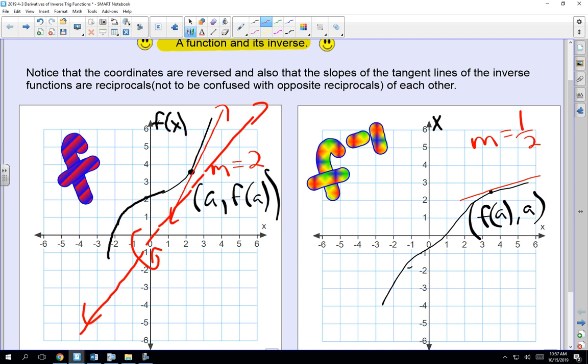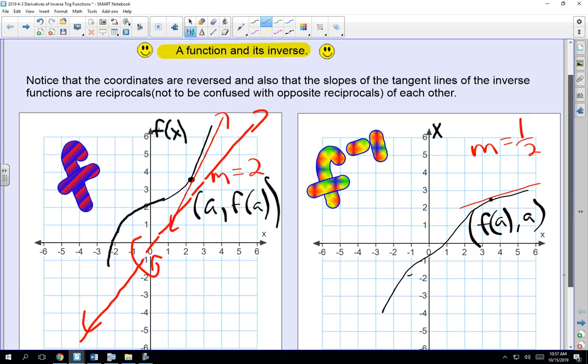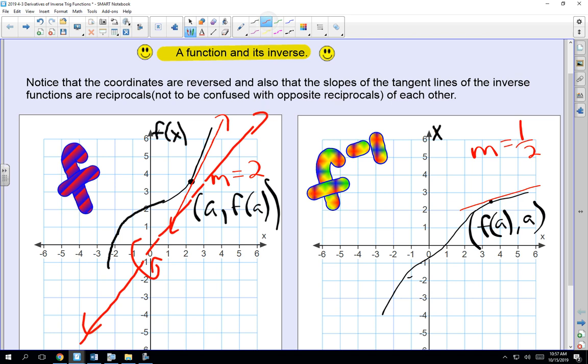So what you need to write down is the conclusion of this: the slopes of the tangent lines of the inverse functions are reciprocals of each other. Just write that down. That's actually a theorem in calculus. So just write that down: the slopes of the tangent lines of the inverse functions are reciprocals of each other.